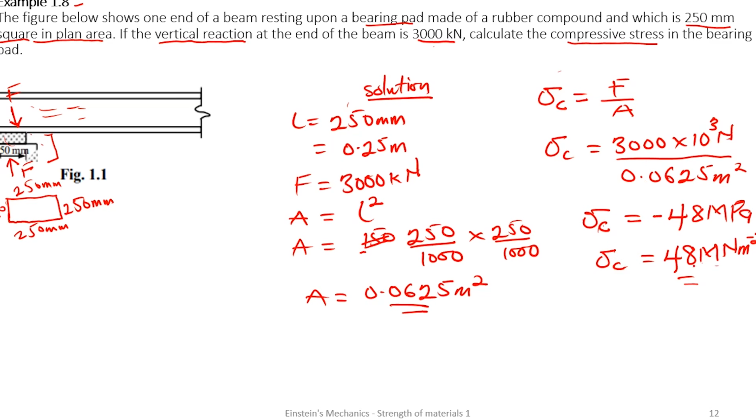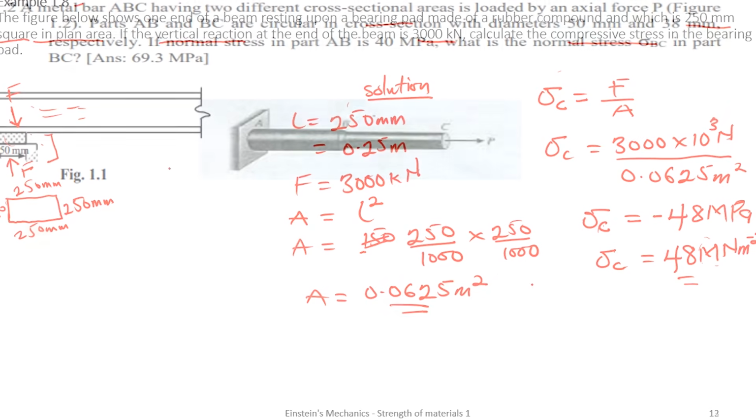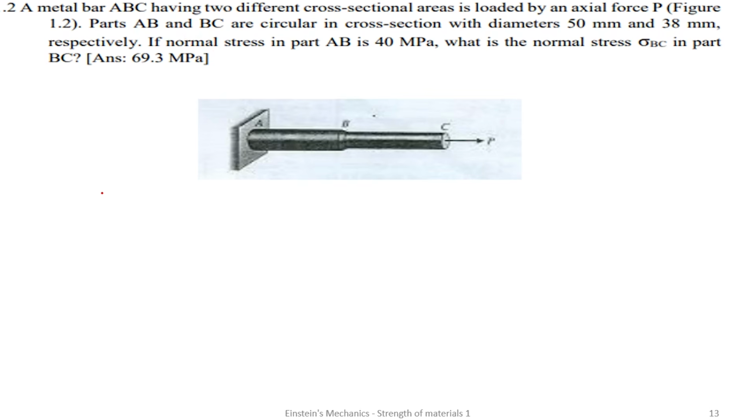You can choose to write all the digits, but as a scientist or as a mathematician, prefix is always recommended. So 48 times 10 raised to the power 6 Newton per meter square or Pascal for this particular example. Let's keep moving. I hope it's becoming interesting. Let's look at this example.